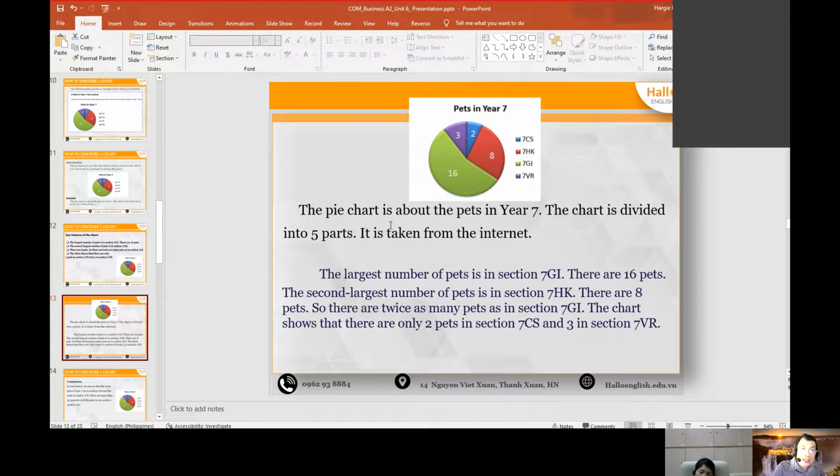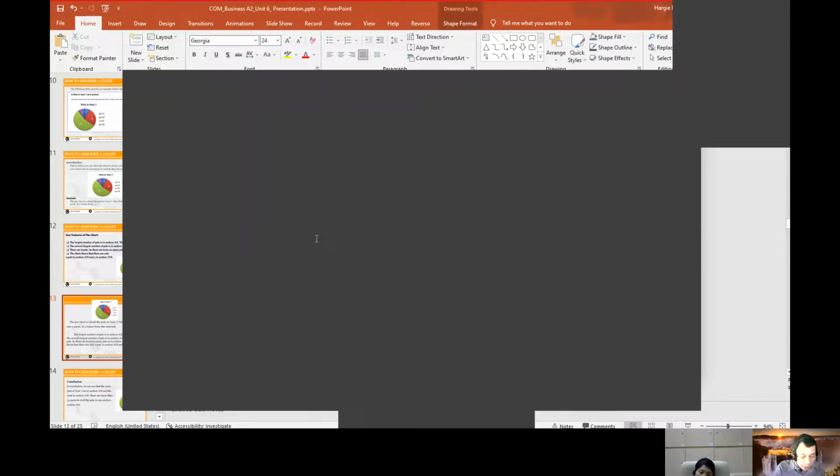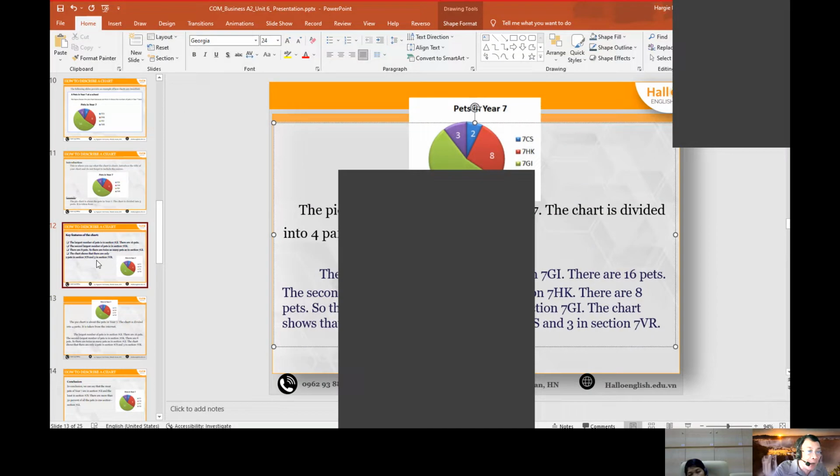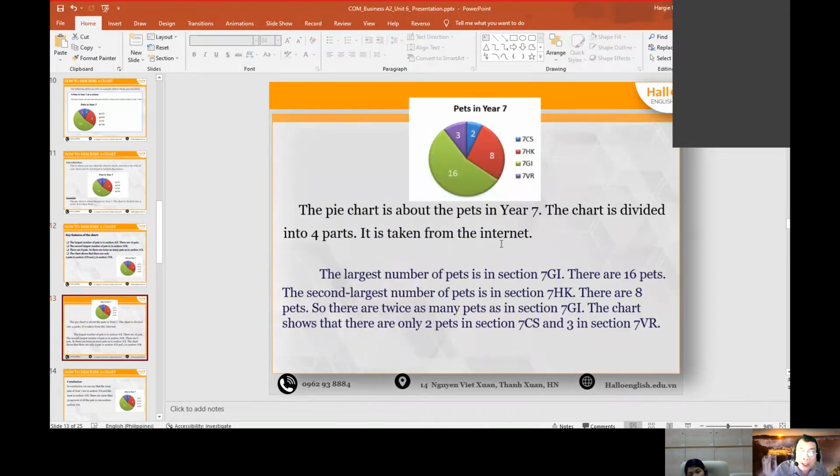Now, the pie chart is about the pets in year 7. So that's the title. It's pets in year 7. The chart is divided into, it should only be 4 parts. It is taken from the internet. Okay? So we don't know where this came from, so we just have to use only internet.